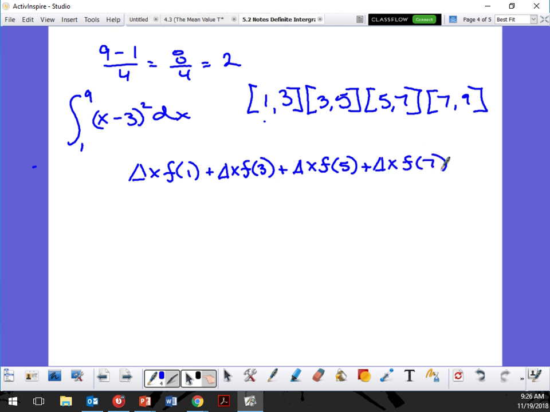There we go. They all have a common factor, don't they? Yeah. Okay, good. So if they all have a common factor, could I take it out? Yeah, there. It would be delta x times, I'm going to bracket this, f of 1 plus f of 3 plus f of 5 plus f of 7.